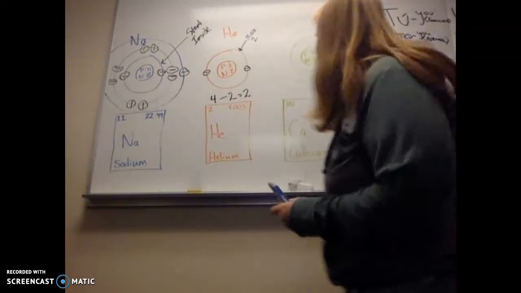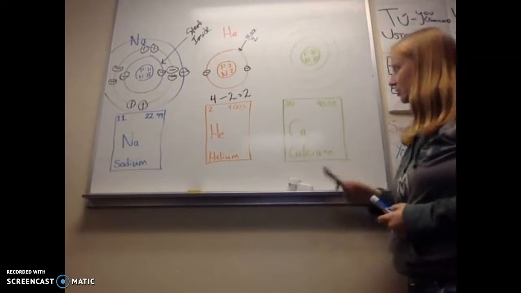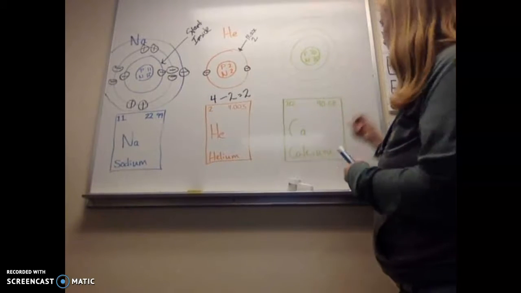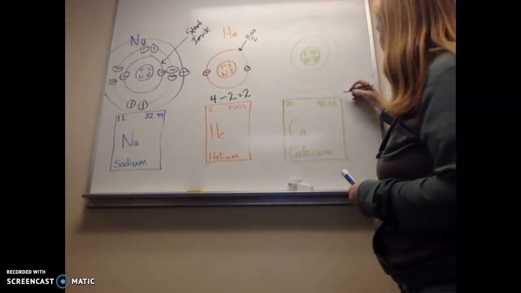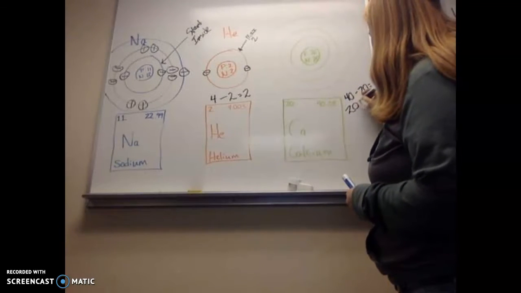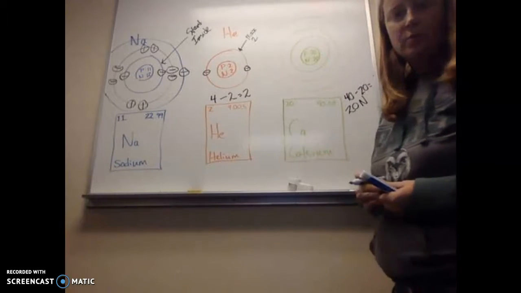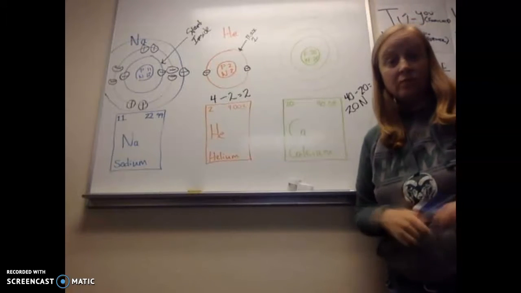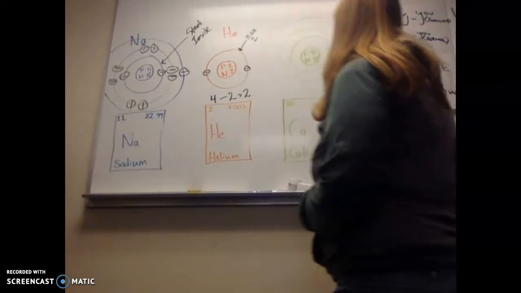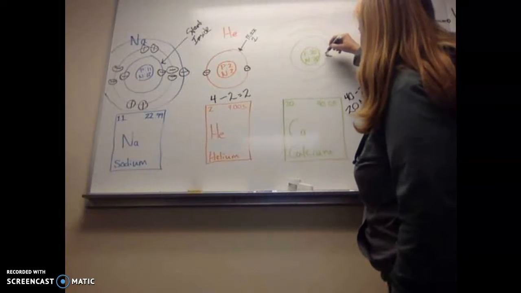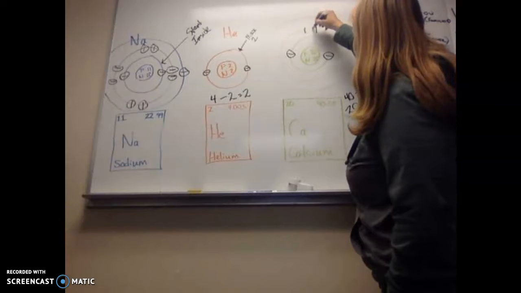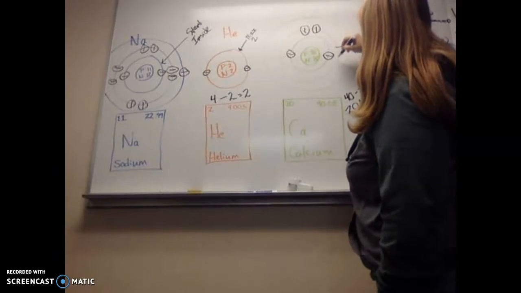Okay, last but not least, we're going to do calcium. Calcium has 20 protons. It has an atomic mass of 40. So we do 40 minus 20, and that gives us 20 neutrons. So we have 20 protons, 20 neutrons. If we have 20 protons, then we also have 20 electrons. So we do our maximum of 2 on the inner energy level. We do our maximum of 8 on the second energy level.